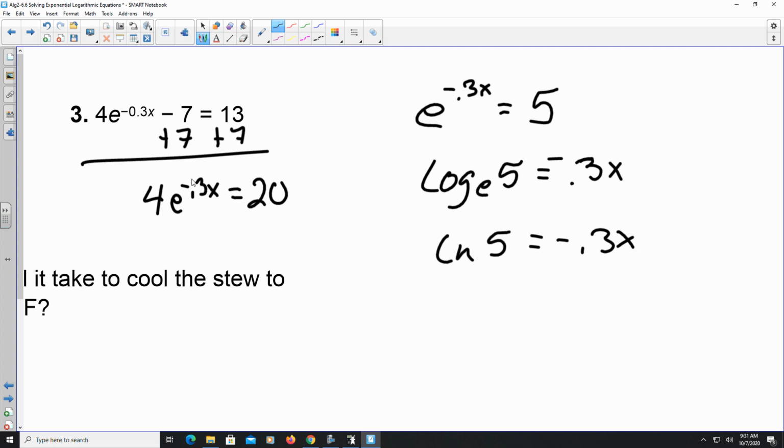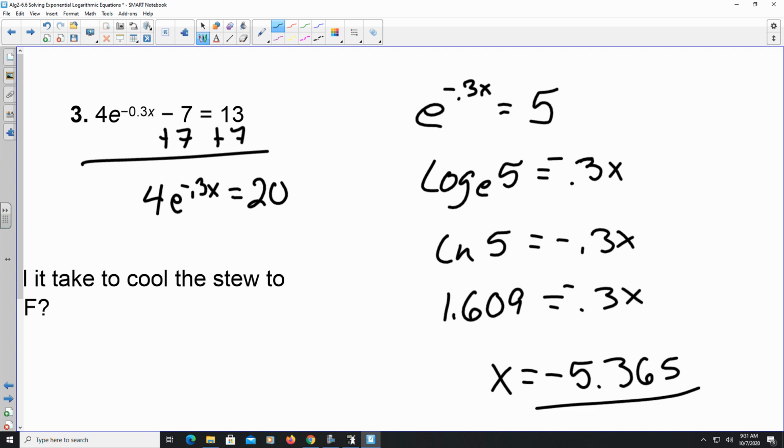Well, natural log is something that we can plug into our calculator. And if we plugged in natural log of 5, we get something close to 1.609. That equals negative 0.3x. Then we can simply divide negative 0.3 to both sides, which then means that x is going to equal a negative 5.365 about.